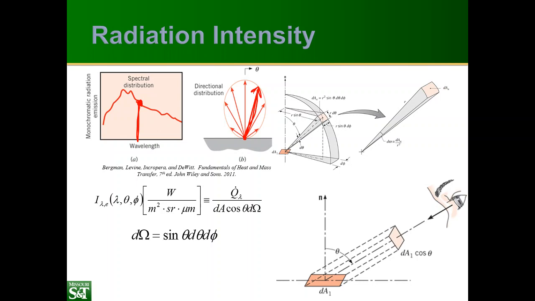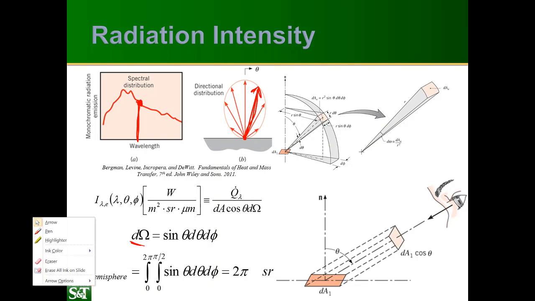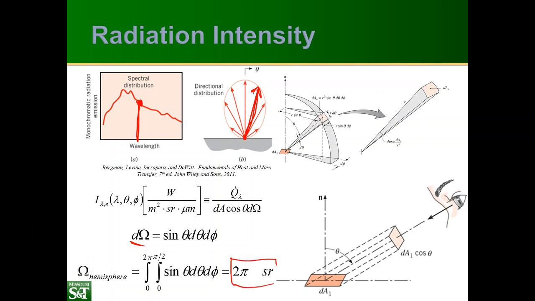So then we can integrate this to compute what we call the heat rate for the surface. So we integrate this over what we call the solid angle, and that is going to give us the solid angle for a hemisphere, for instance. So we can see here that a solid hemisphere has an angle of 2 pi steradians. Steradians is how we measure solid angles. That means for a sphere we have 4 pi steradians.